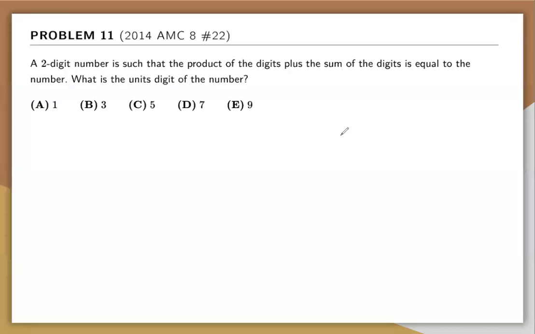Hello. So we are going to continue with the third part of the number 22's. So this is number 11. This is from 2014 AMC 8.